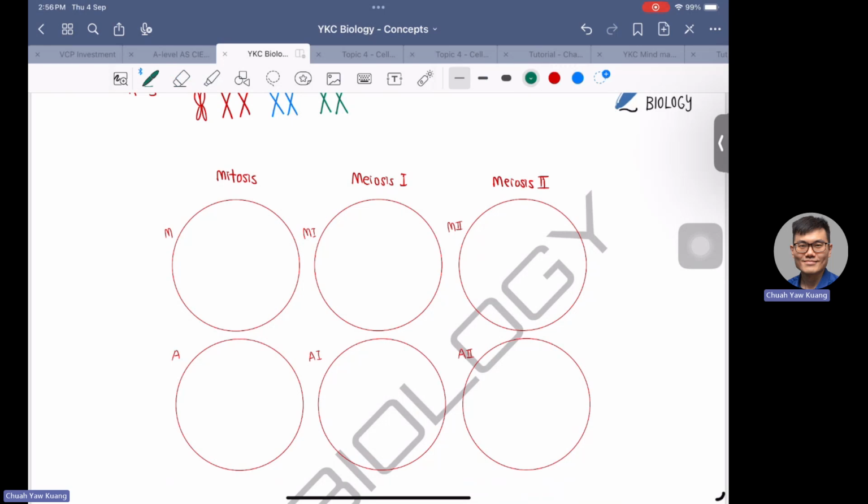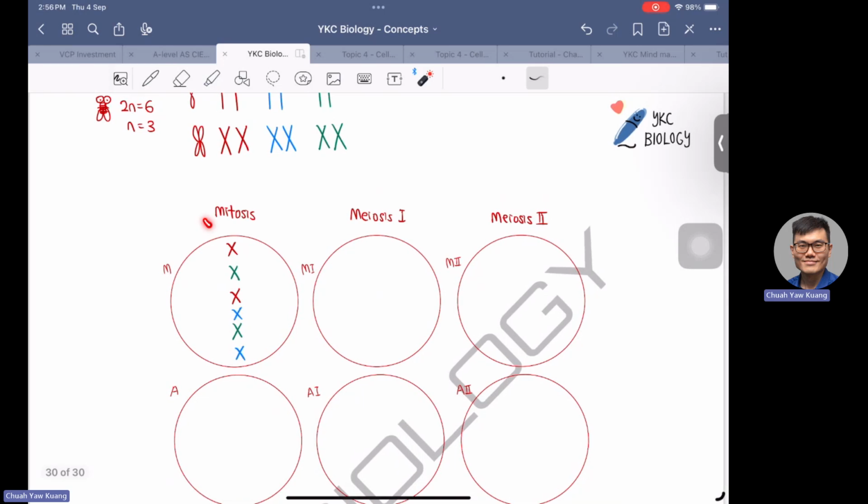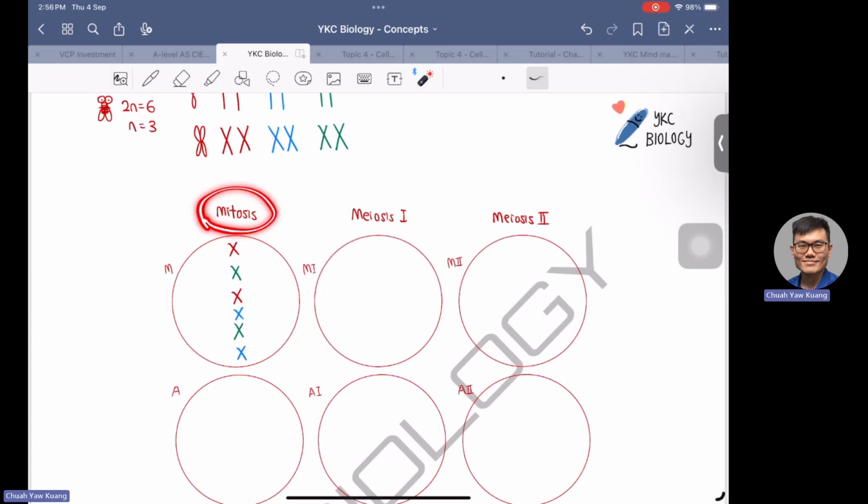Let me draw this better. You can see that during mitosis, all 6 chromosomes are aligned randomly on the metaphase plate, because during prophase no synapsis occurs. The homologous chromosomes don't pair up. A lot of students get confused because they were taught that in mitosis there is no homologous chromosome. Actually, there is. This red one is a homologous chromosome pair.